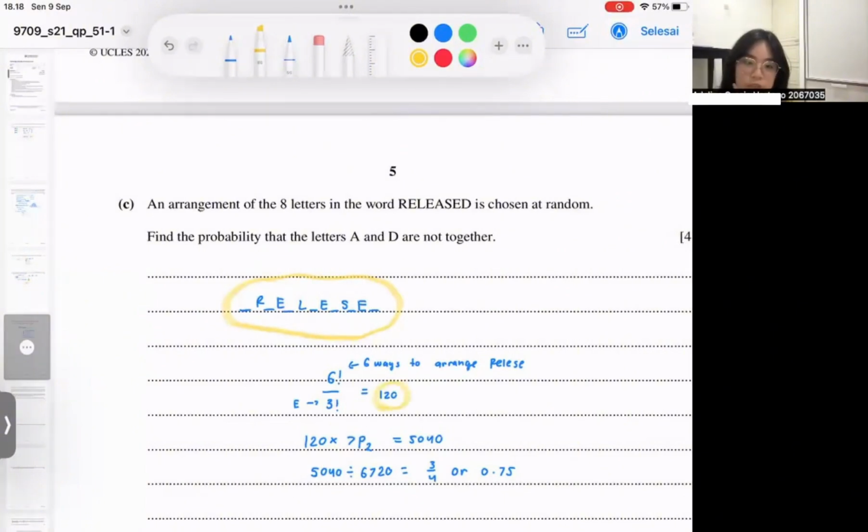120, we can multiply that by the 7 slots. We pick 2 of the letters, so 7P2, which will equal 5,040, which we will eventually divide by the number that we already found in A, which is the number of times that RELEASED can be rearranged. So 6,720, so we divide 5,040 by 6,720, which is 0.75 or 3 over 4.